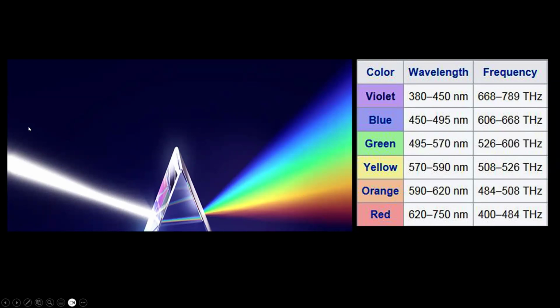And here's the prism. Does it remind you of any sort of a musical band? It reminds me of something. Oh, yeah.